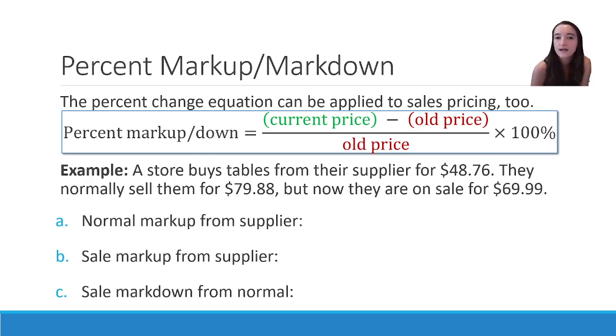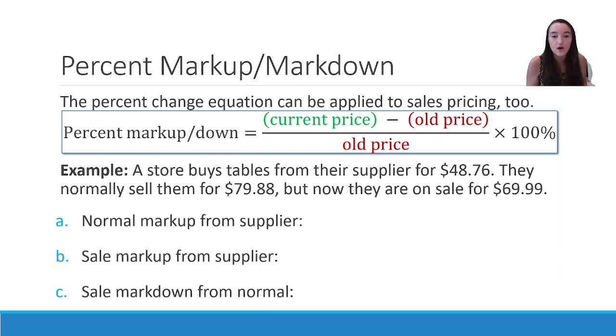So we have a store buys tables from their supplier for $48.76. They normally sell them for $79.88, but now they're on sale for $69.99. So first, what is the markup percent from the supplier? So in other words, the store buys it for $48.76. Normally, how much markup do they do when they sell it? What percent more than the wholesale, than the buyer price would it be?